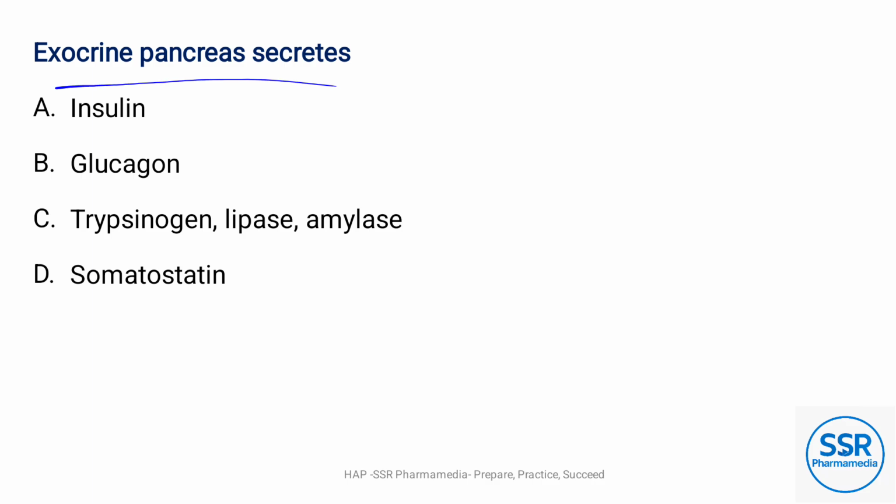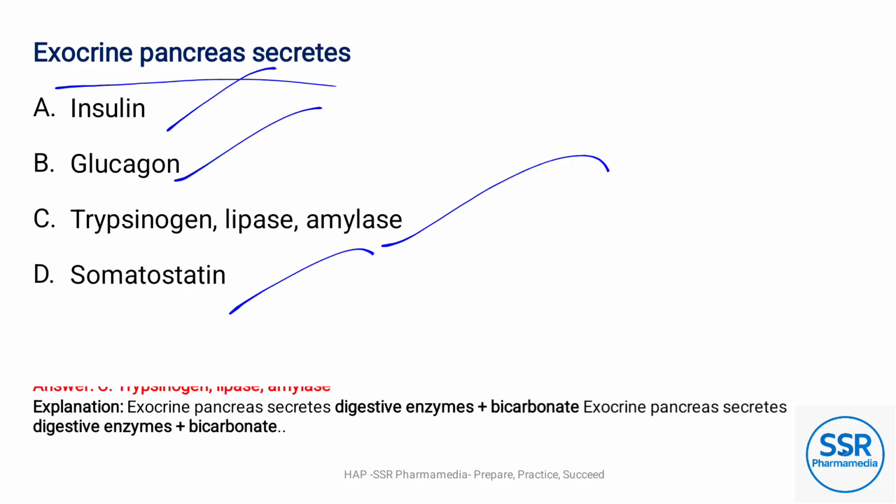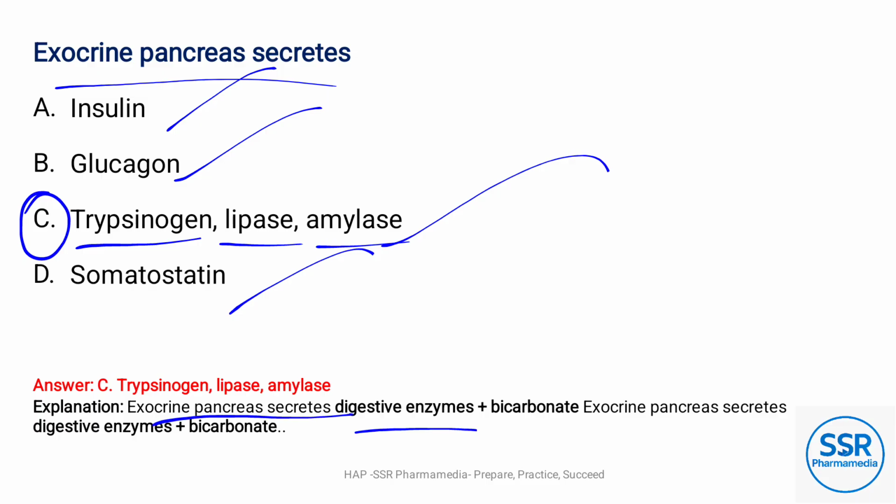The exocrine pancreas secretes: option A, insulin; option B, glucagon; option C, trypsinogen, lipase, amylase; option D, somatostatin. Answer C, trypsinogen, lipase, amylase. So the exocrine pancreas secretes digestive enzymes and bicarbonate.